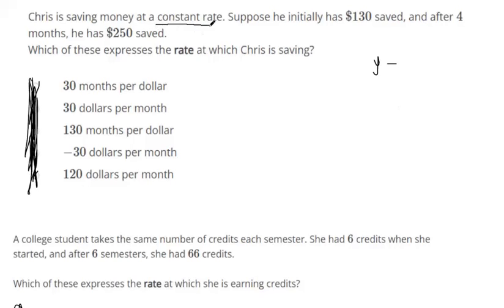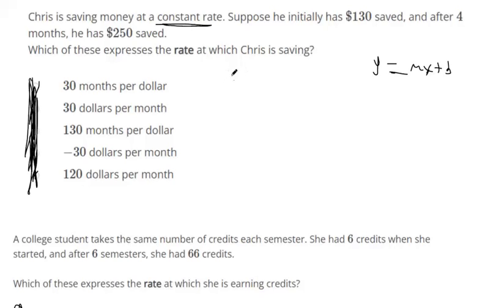So when I hear the word constant, I think y equals mx plus b, the equation of a straight line. Constant means it's increasing or decreasing the same amount each time period. So Chris initially has $130 saved, and after 4 months he has $250 saved. And they're asking for a rate at which Chris is saving. A rate is like a slope, okay?